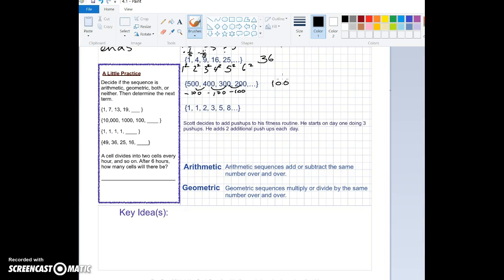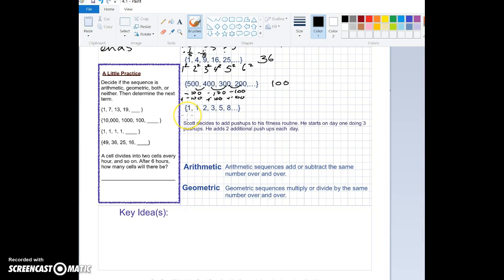I could also say that I'm adding negative 100, right? Add negative 100, add negative 100. I'm only making you see the differences, that it's an add or subtract or a multiply or divide, because we'll use that in our next lesson. Let's look at this next one. 1, 1, 2, 3, 5, 8. Do you see the pattern?